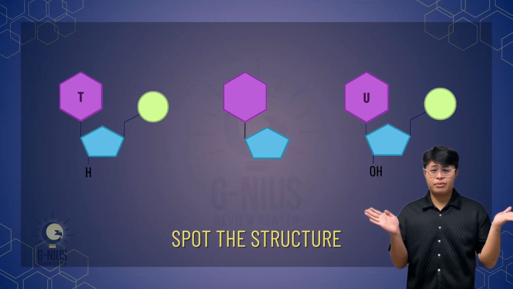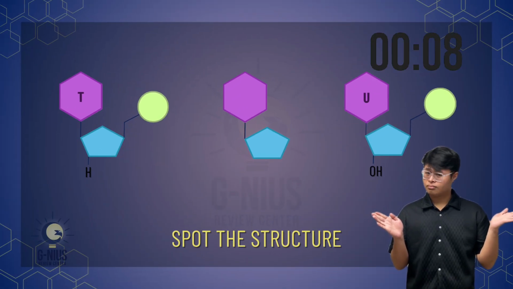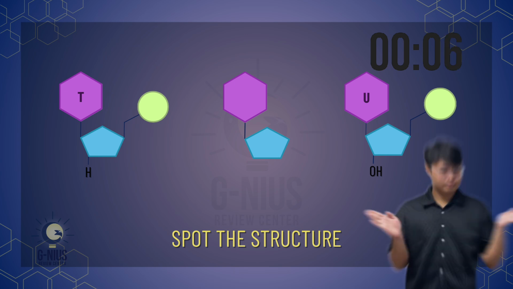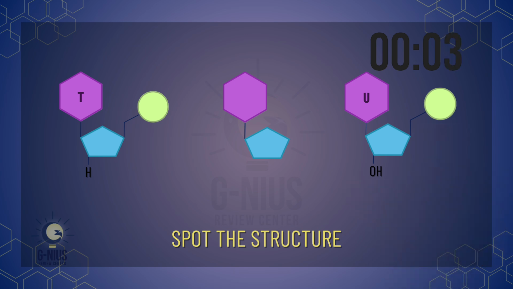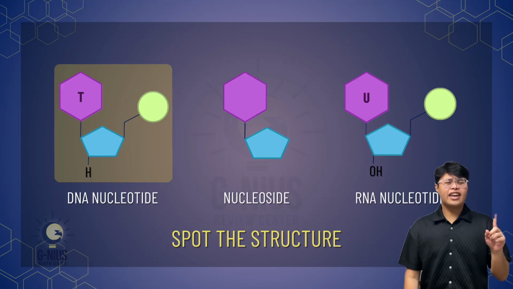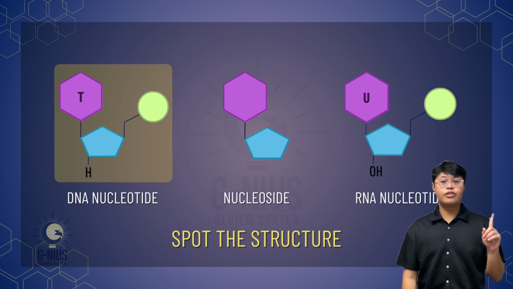Which one comes from DNA? Okay, here's the answer. DNA nucleotide, since it has thymine and deoxyribose. The presence of thymine and deoxyribose identifies it as a DNA building block used for long-term genetic storage. Well done! These quick visual checks are great for active recall.